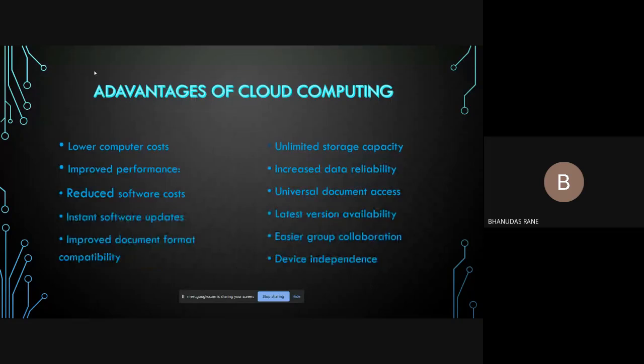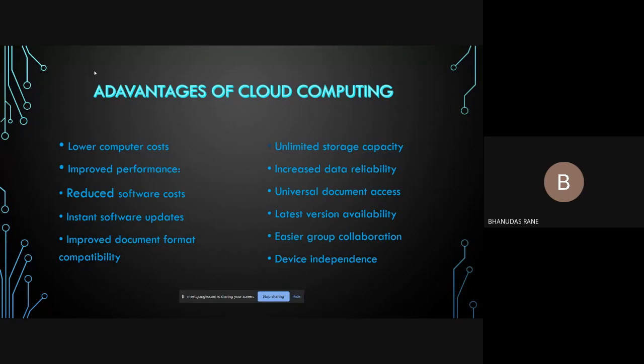First is lower computer cost, means the customer who buys the service has no need for storage and computing, as the service provider has this facility. We only use this. Second is improved performance, then reduced software cost, instant software updates, then improved document format compatibility, then unlimited storage capacity. You only pay for this service and you can get unlimited storage capacity. Then increased data reliability, universal document access, then latest version availability.